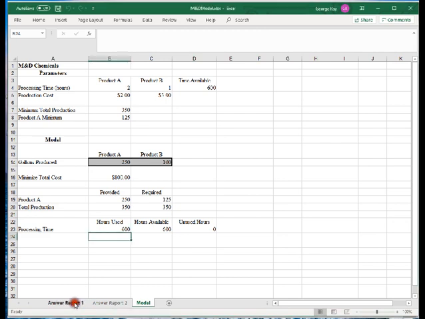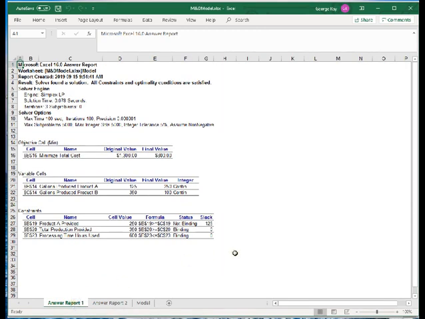Let's take a look again at our answer report. We find that the final value is 800, and we produce 125 and 350. We have slack in the total product A provided. In other words, we produced 125 gallons more than we needed to meet the minimum required. The other two are binding constraints.